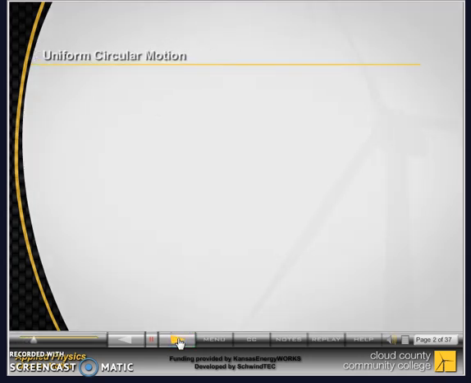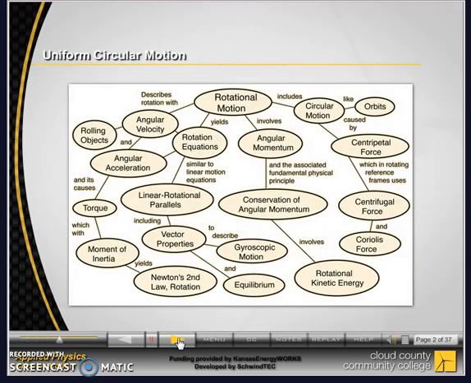Here is a flowchart showing topics from uniform circular motion, which hopefully you will read about and understand during your study.